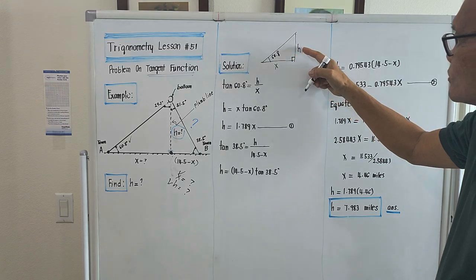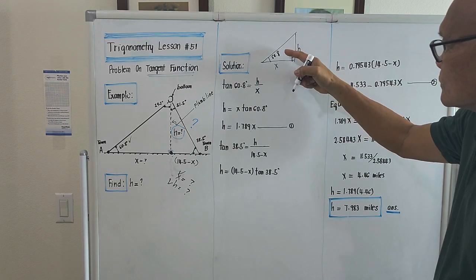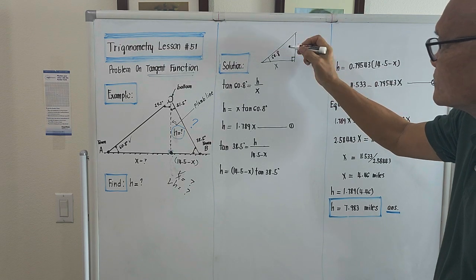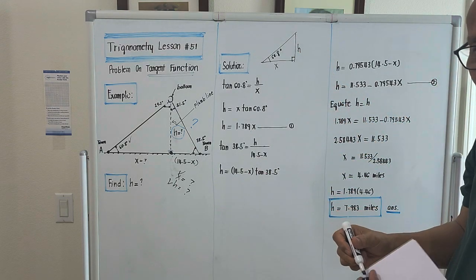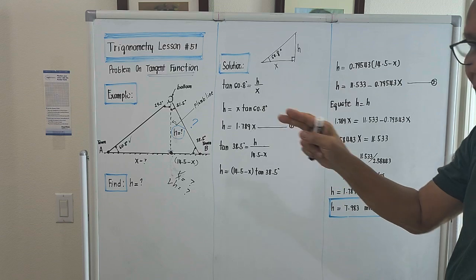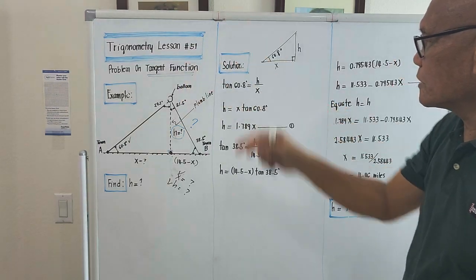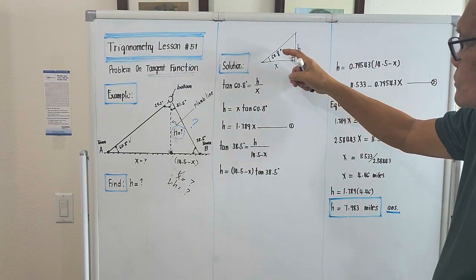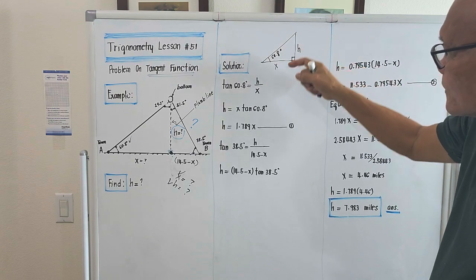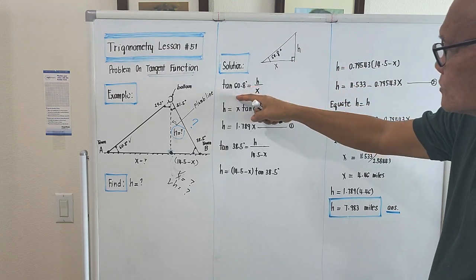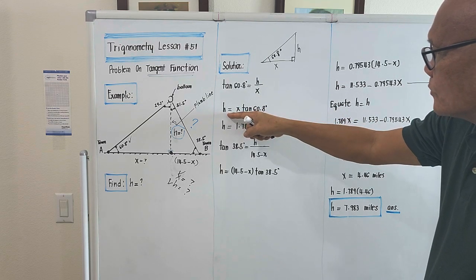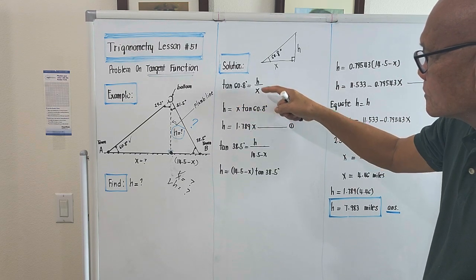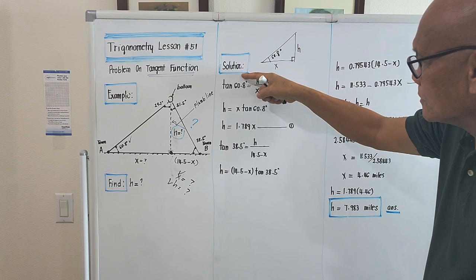So the relation of h and x with respect to 60.8 degrees, we could either use the tangent or cotangent, but since our topic is under the so-called tangent function, we will use the tangent function. Tangent of this angle should be opposite side over adjacent side. So tangent of 60.8 will be h over x. Therefore, h now will be the product of x times the tangent of 60.8.